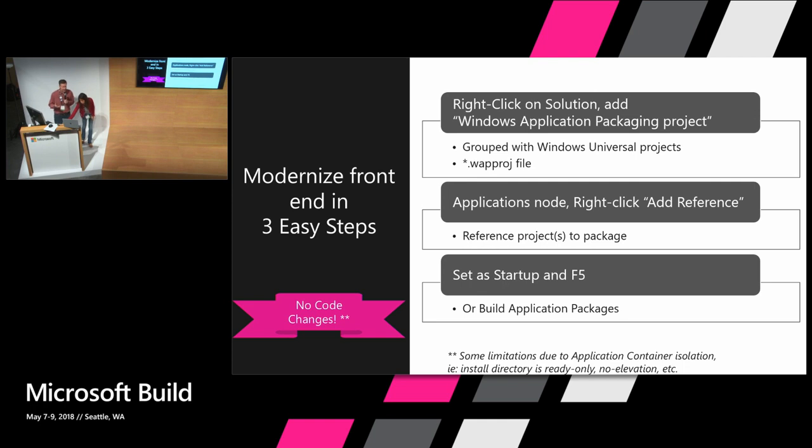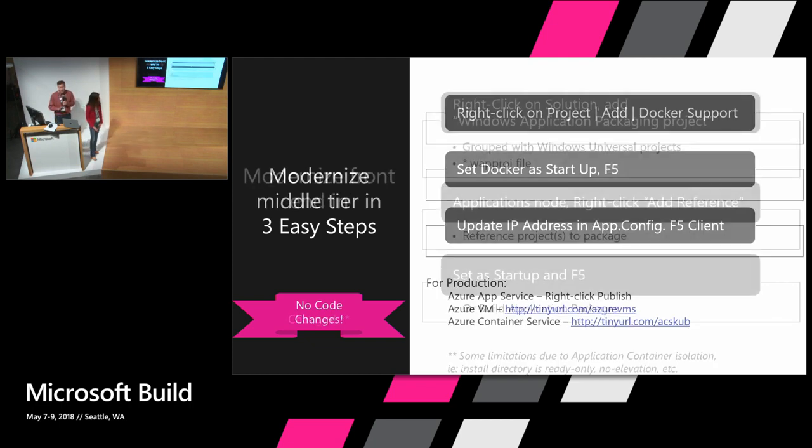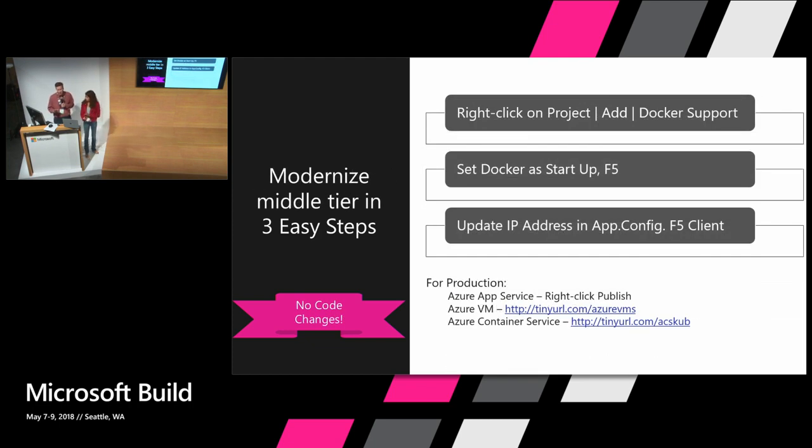And so in 3 easy steps here, we showed you how to update the client side of your applications by adding a packaging project, adding the appropriate reference to the WinForms client app, and then setting it to start up and building. That's for debugging purposes. When you're ready to deploy to your enterprise, you can go ahead and build those packages and deploy to your enterprise as well.